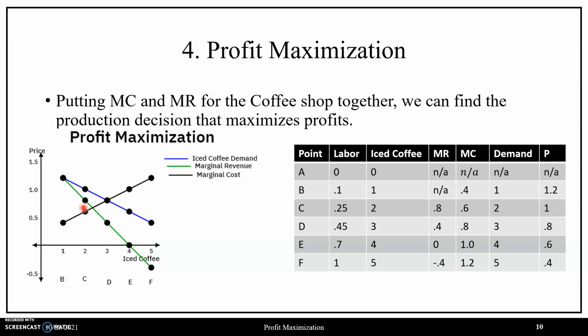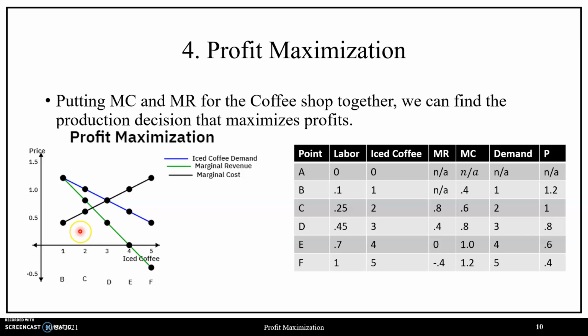So this does not satisfy our condition of marginal revenue equal to marginal cost. If we turn our attention to points D through F, we see that marginal cost is strictly above marginal revenue, such that additional money flowing out is going to be greater than additional money flowing in, such that using additional amounts of labor to produce additional amounts of iced coffee is not worth it, and they should scale back on production.